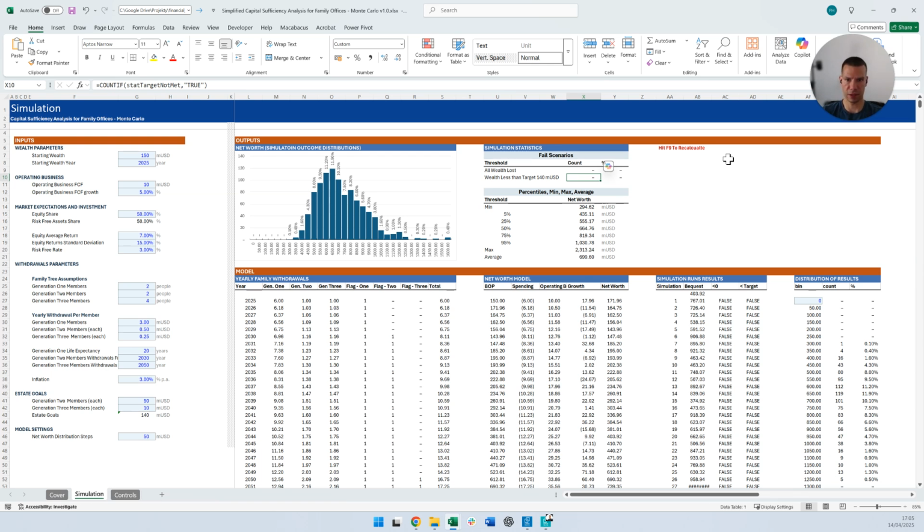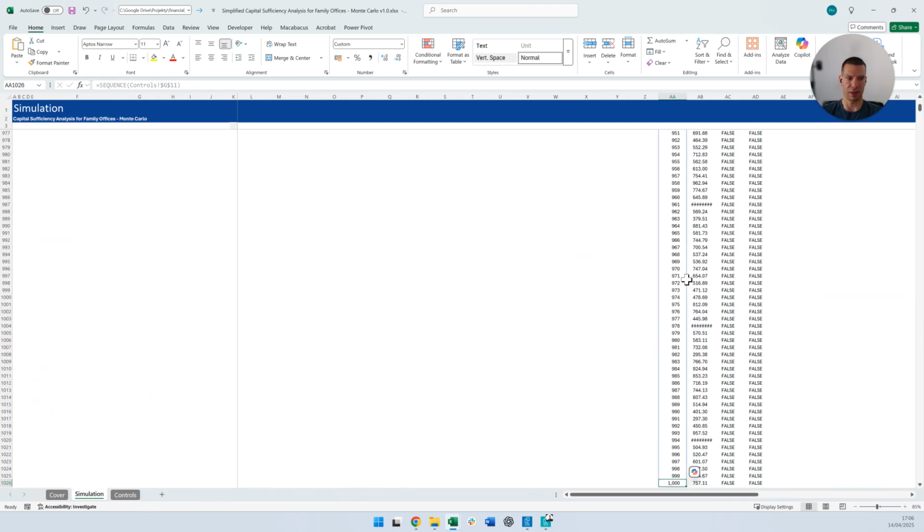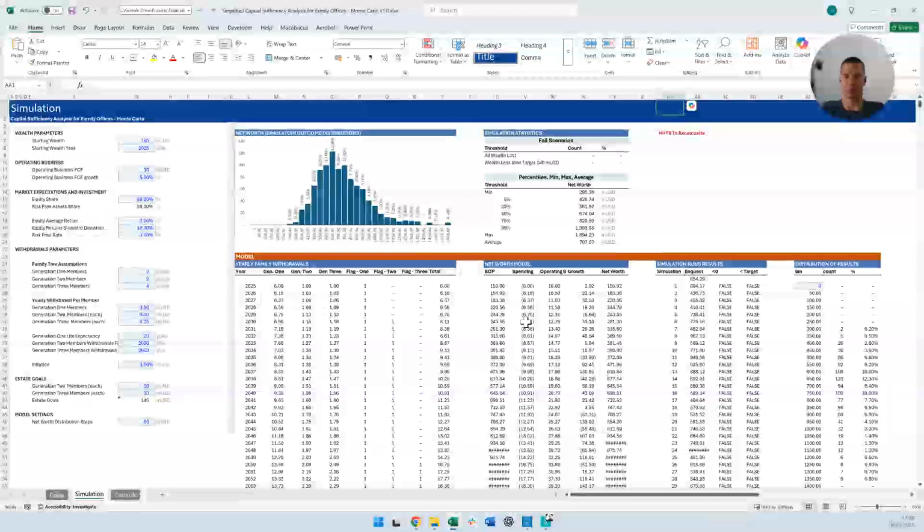It's going to crunch numbers for a little while. In the meantime, I'll just say that this model is designed to work without VBA. If you were to run this model with VBA, you could probably run millions of iterations. In this specific case, the model is set up to run 1000 iterations.